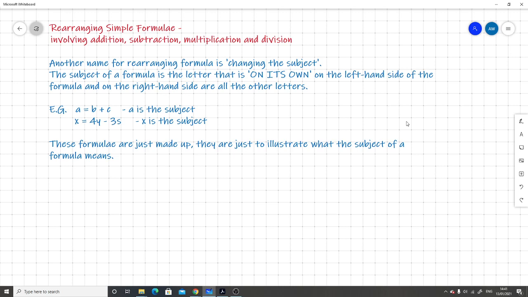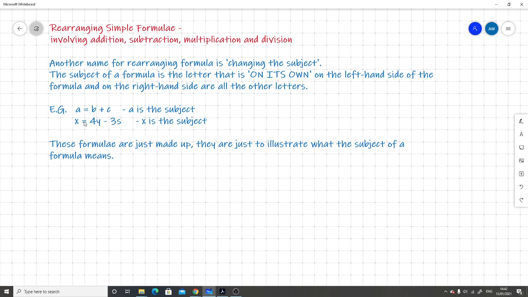We've got A equals B plus C. A is the subject because it's on its own on the left hand side and it equals all the other letters. And the other one, X equals 4y minus 3s. X is the subject because that's on its own and that equals all the other letters on the other side. There may be some numbers involved as well, as you can see there. Now those formulae are just made up. They don't represent a formula to work anything out. It's just to illustrate what the subject of a formula means.